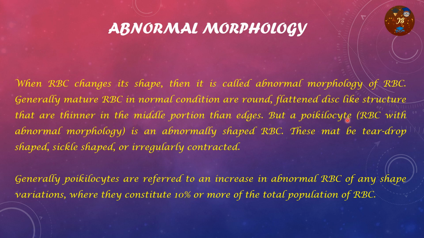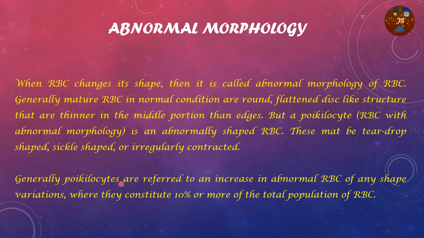But a poikilocyte, meaning an RBC with abnormal morphology, is an abnormally shaped RBC. This may be teardrop shaped, sickle shaped, irregularly contracted, or other types of shapes. Whatever the shape, it does not match the normal external morphology of the RBC. It is not a flattened disc-like structure, it is not thinner in the middle portion than the edges, and it is not round in shape, which we usually see in the normal morphology of RBC.